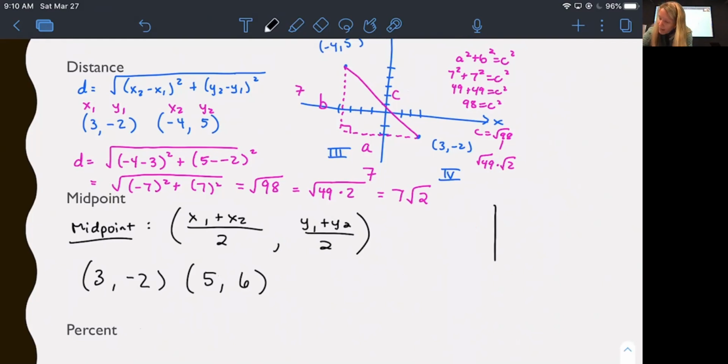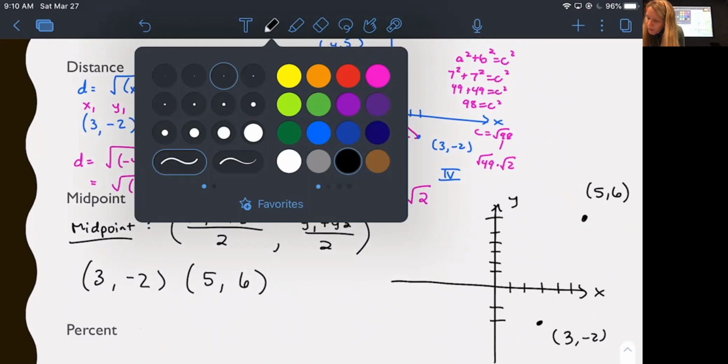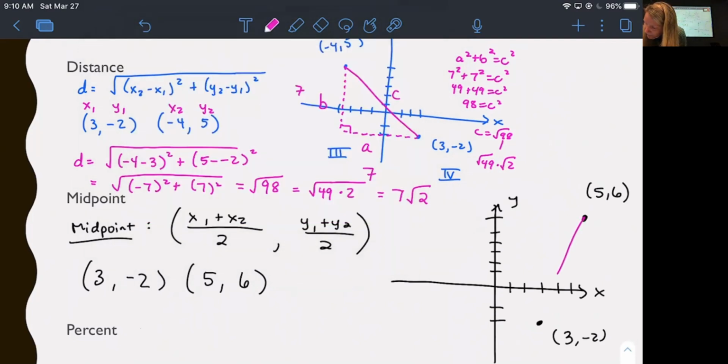So what do I mean by that? It's almost the same exact idea that we just did with the distance formula. So if I plotted them, 3 over, 2 down, that would be the point 3, -2. And then 5 over and 6 up. 1, 2, 3, 4, 5, 6. And that's the point 5, 6. I want to find the point that's directly in between them. Well, connect them. And you can make a right triangle out of them.